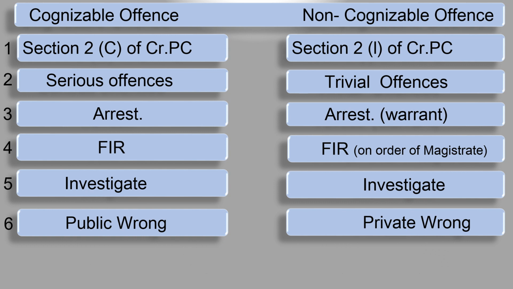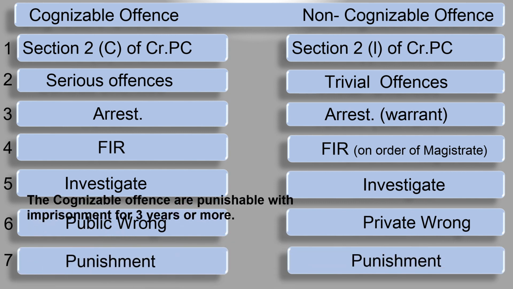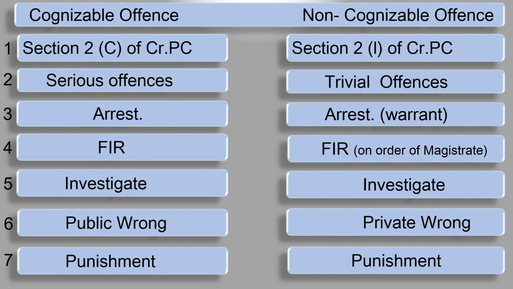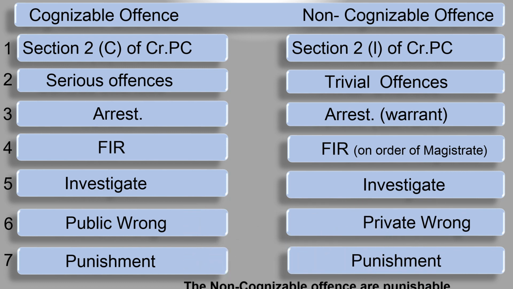Now let's come to the seventh difference between the two: punishments. In cognizable offences, punishment may be given for imprisonment for 3 years or more, whereas the non-cognizable offences are punishable with imprisonment for less than 3 years or fine. With this, we come to the end of the differences between the cognizable and non-cognizable offences, but don't forget to sharpen your skills by going through the following question and answers.